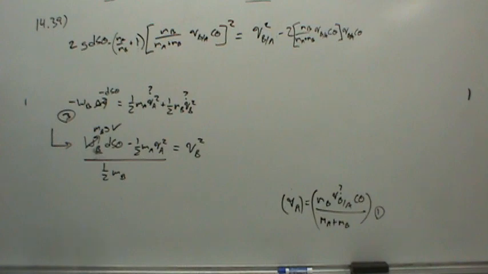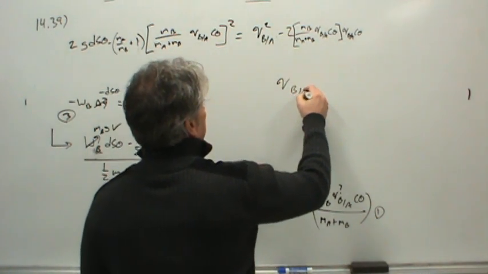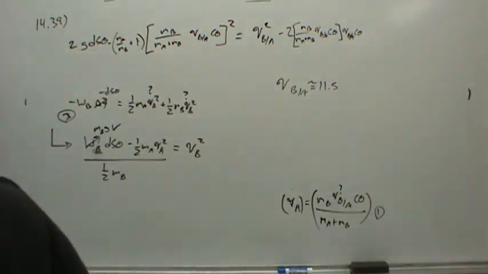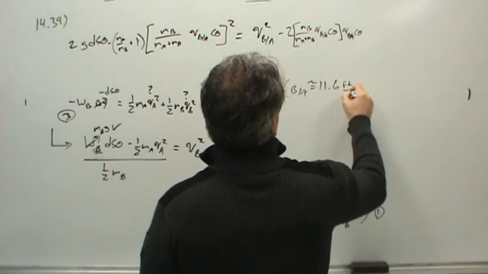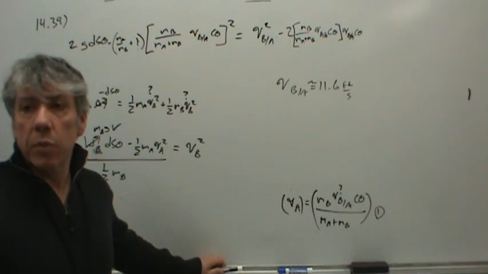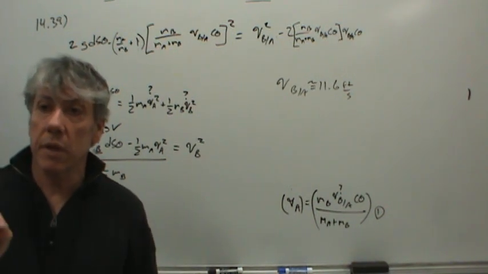Okay. All right, so we've just found from Excel then that the velocity of B with respect to A is about 11.5. What have we got? 11.6 feet per second. And remember, that's once it reaches the 3 foot. That's right. It's not that high. In fact, it's increasing as it goes down the incline.